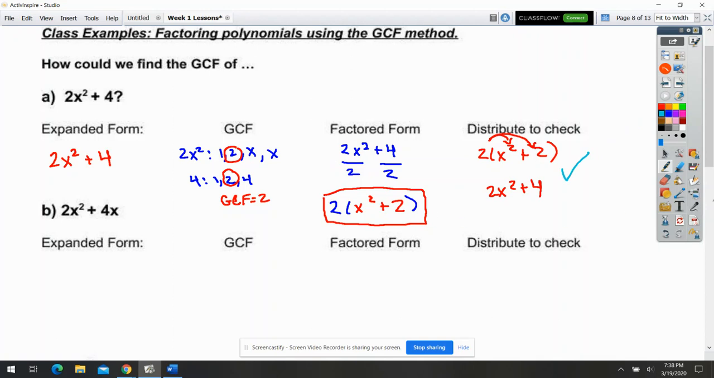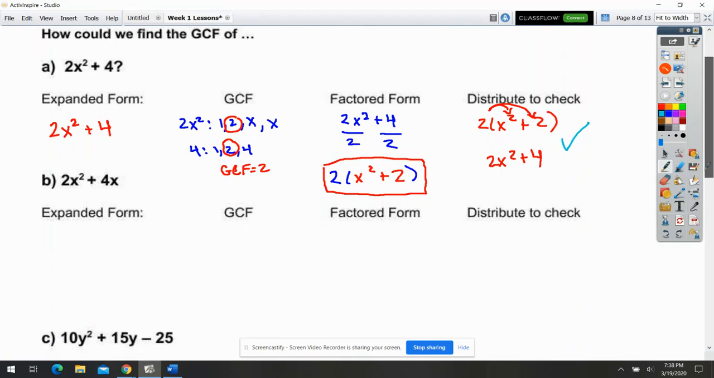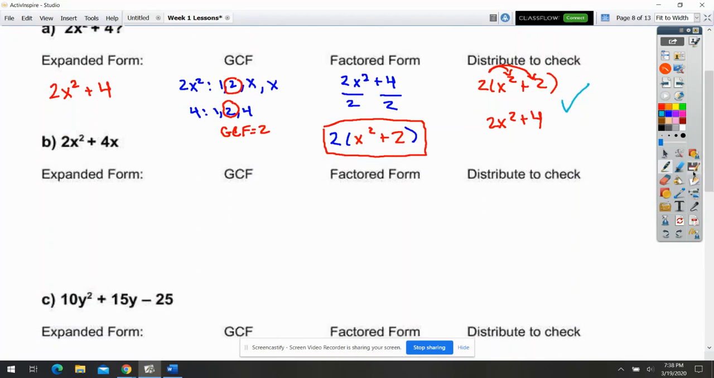Okay, let's do number 2. They're getting a little bit harder as we go along. So again, feel free to pause and rewatch if you need. So B, we have 2x squared plus 4x as our expanded form. I'm just going to rewrite that here. So let's determine the GCF. I'm going to write out both terms.